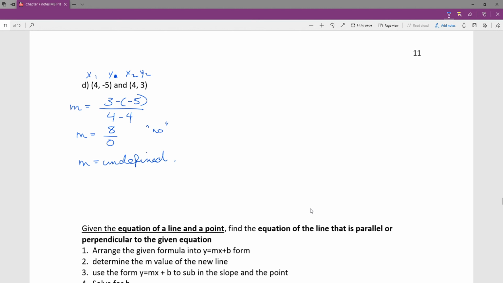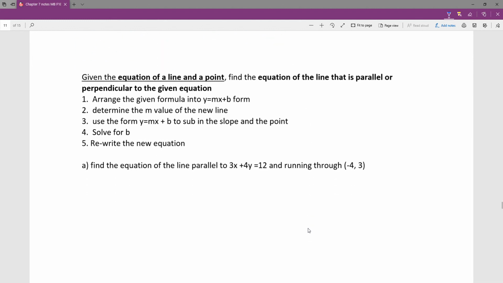Pretty hard to sub an undefined value into your equation, so this is where you get stuck and think of it conceptually. You could just graph these 2 points if you wanted to. So 4 and -5 would be somewhere down here, and 4 and 3 would be somewhere there. So your line would look like this. It is a vertical line at x equaling 3. And so x equaling 3 is just the equation of the line. You can't rely on that big sub-in party and solving for b. In this case, it's much better to go with it conceptually.